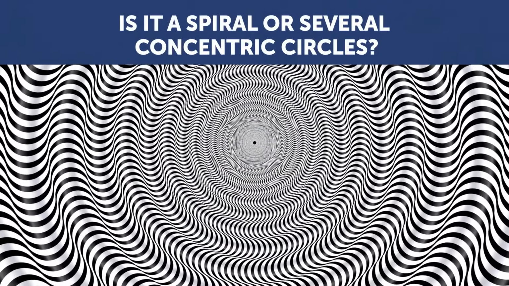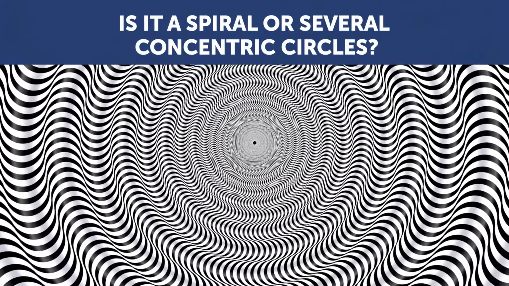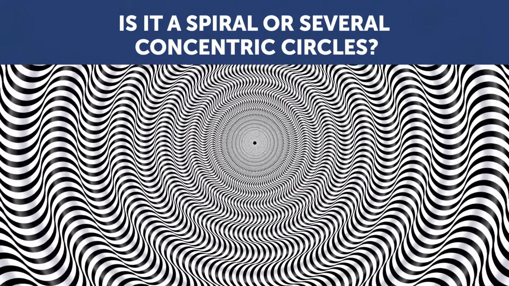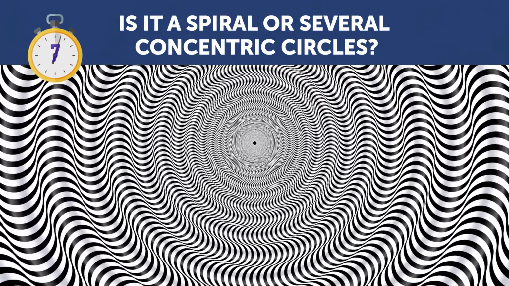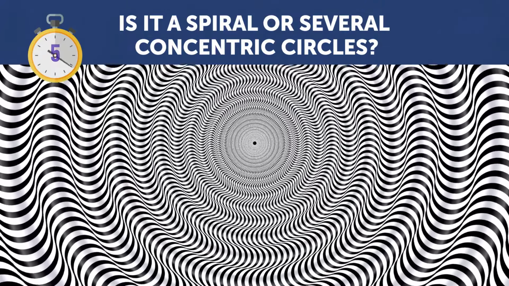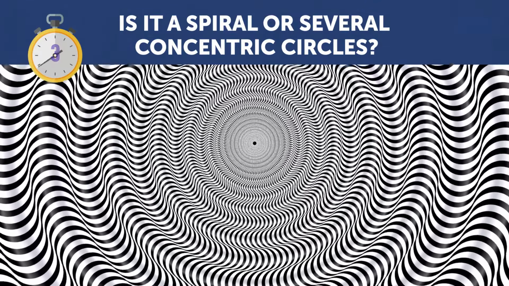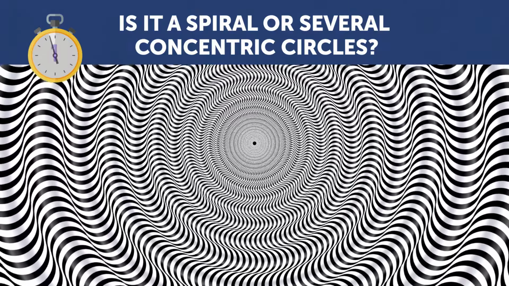Look at this picture very attentively. What do you see? Is it a spiral or several concentric circles? These are black and white concentric circles. You probably saw a spiral, but this is just an optical illusion. Try to squint your eyes or move your finger around any of the circles.